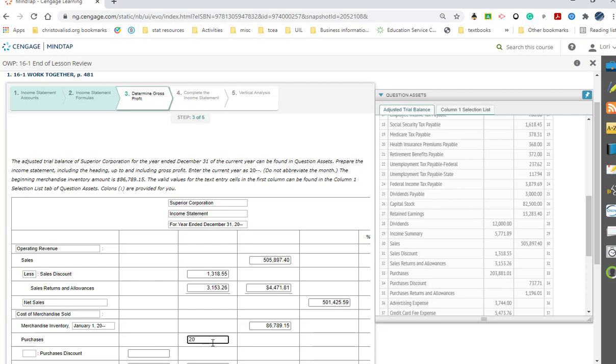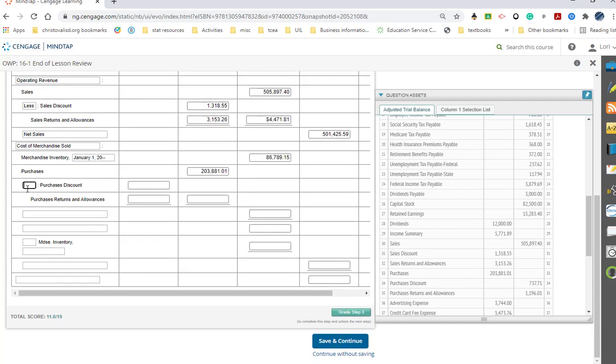So it's 203,881.01. And then again, we're going to do less our purchases discount, which is right underneath purchases. And so is the returns and allowances.